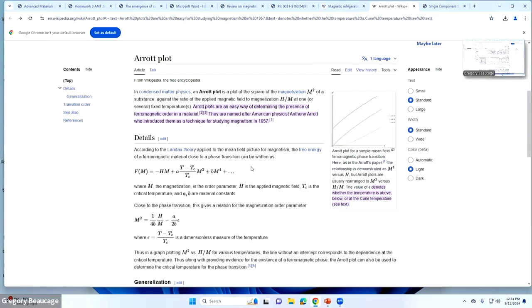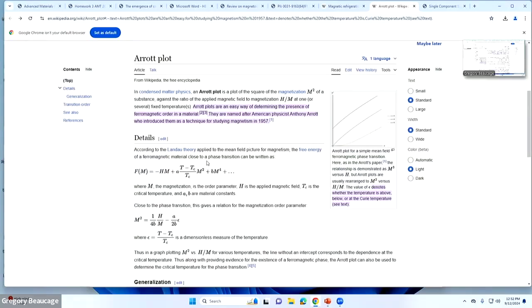So if you do this Arrott plot of m squared versus H over m, you can predict right away what order of transition it is. It isn't mystical, like is it first order, is it second order? It becomes instantly clear: if the slope is up, that's second order. If the slope is down, that's first order.